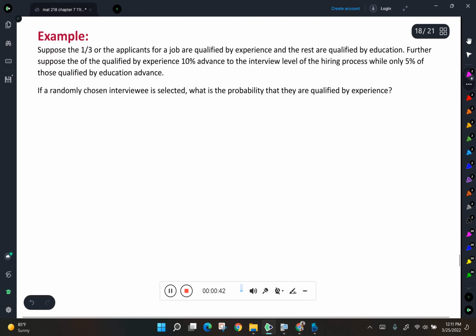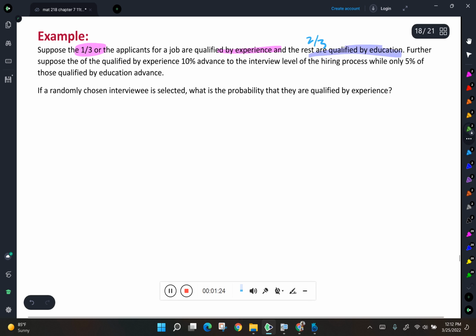So here's our example. Suppose that 1/3 of the applicants for a job are qualified by having enough experience, qualified by experience, and the rest are qualified by education. So they have a certification or something in that. Further, suppose that of the qualified by experience individuals, 10% advance to the interview level of the hiring process, while only 5% of those qualified by education move on. So I've got a couple of probabilities here. I've got 1/3 of the applicants qualified by experience, and then the rest, meaning 2/3, are going to be qualified by education.